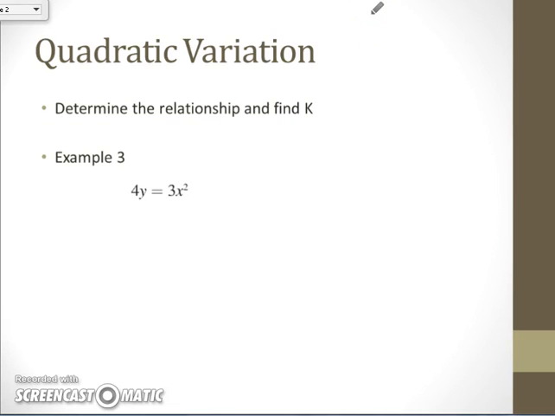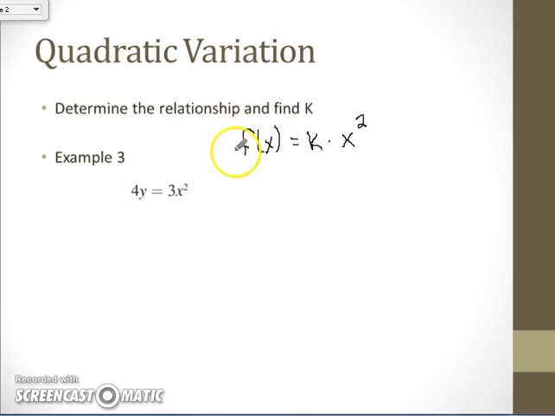Another way to determine if something is a quadratic variation is to look at the actual equation. Our quadratic variation equation that we're using is f of x equals our constant value times x squared. And this constant value should be a number. So our equation should look like f of x, or y, equaling a number times x squared. So in looking at this equation, it looks similar. We have 4y, so 4 times y equaling 3 times x squared.